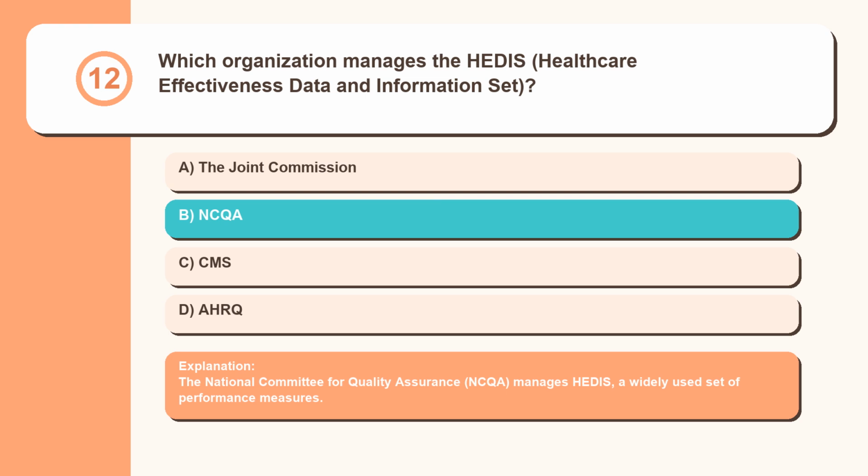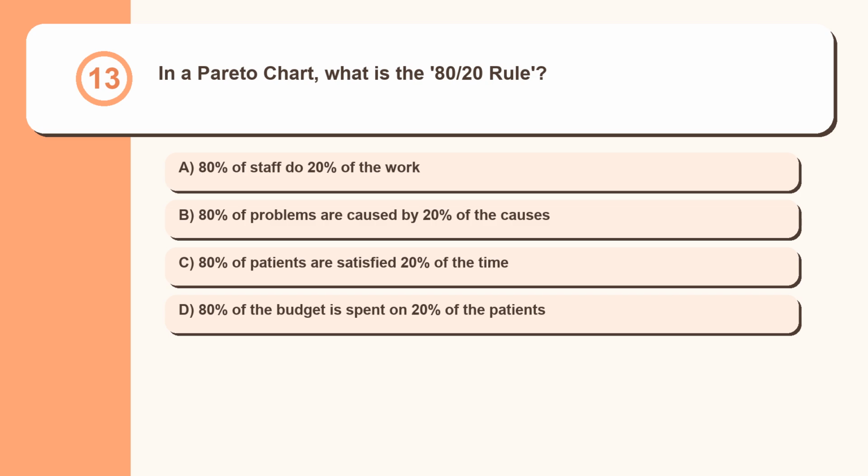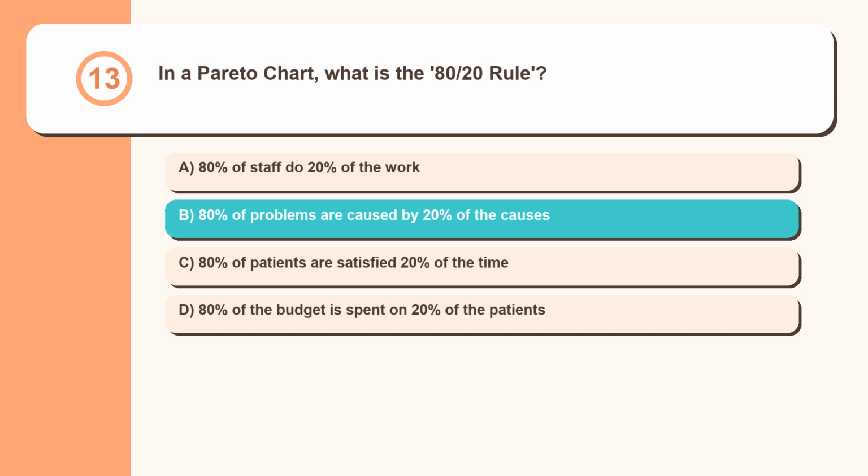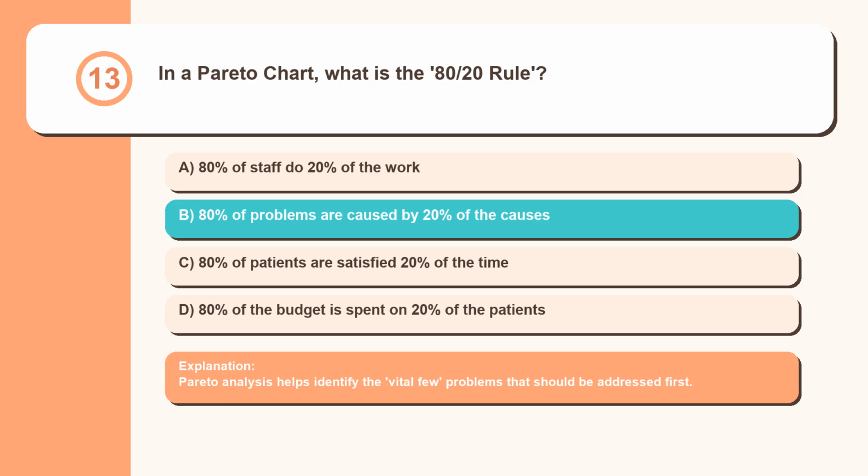Question 13. In a Pareto chart, what is the 80-20 rule? 80% of staff do 20% of the work. 80% of problems are caused by 20% of the causes. 80% of patients are satisfied 20% of the time. 80% of the budget is spent on 20% of the patients. Pareto analysis helps identify the vital few problems that should be addressed first.